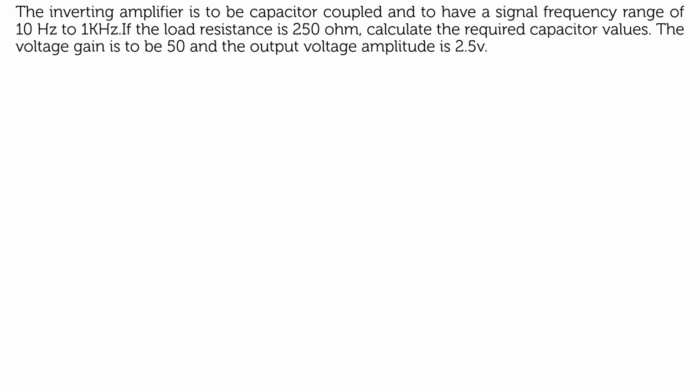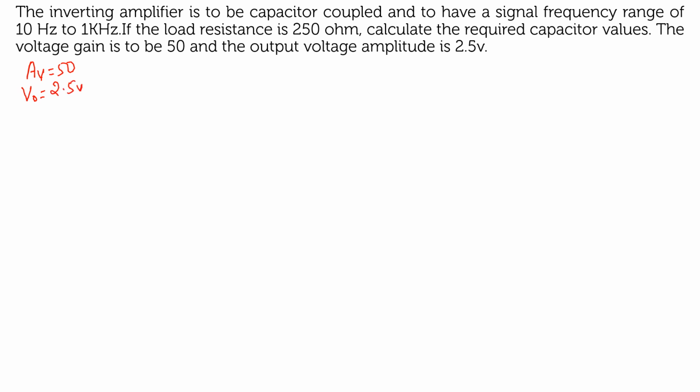The inverting amplifier is to be capacitor coupled and to have a signal frequency range of 10 Hz to 1 kHz. If the load resistance is 250 ohm, calculate the required capacitor values. The voltage gain is to be 50 and the output voltage amplitude is 2.5 volt. So if you see the last line, it is the same as the previous problem, right? The voltage gain is given as 50 and your output voltage is given as 2.5 volt.